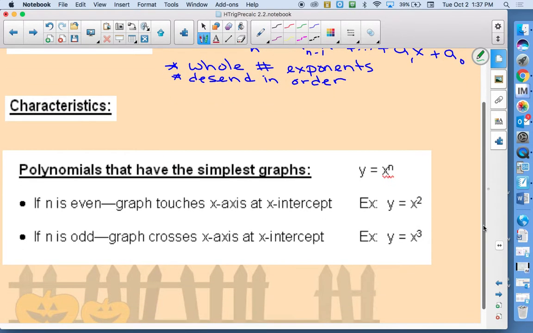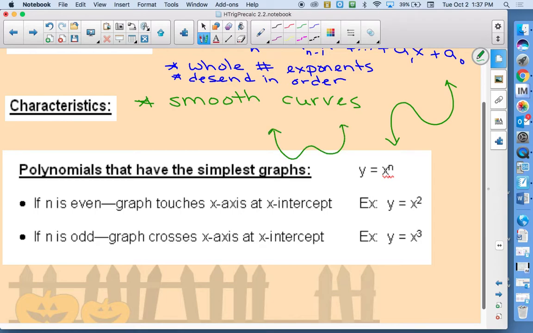Dividing polynomials. So, characteristics. These graphs are smooth curves. If you remember back to last year, these were the graphs that had many humps and valleys. Sometimes they made a W. Those are the graphs that we did last year. Isn't that x to the 4th? It is x to the 4th, Brandon, nice job.